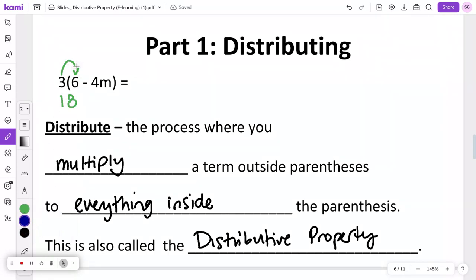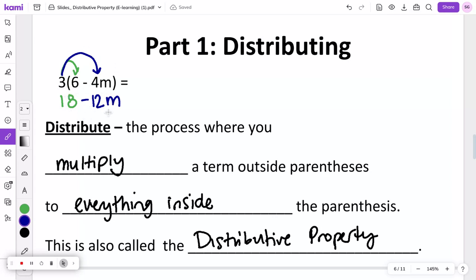But because those parentheses go around the 6 and that minus 4m, I also need to multiply 3 times negative 4m. When I do that, I know 3 times negative 4 is negative 12, and then I just copy my m there. Those arrows that I'm making help with one of the most common mistakes I see, which is forgetting to multiply everything. A lot of people remember to multiply the 3 and the 6, but they forget about the 4m. So if you do those arrows, it helps you to remember to multiply both terms.